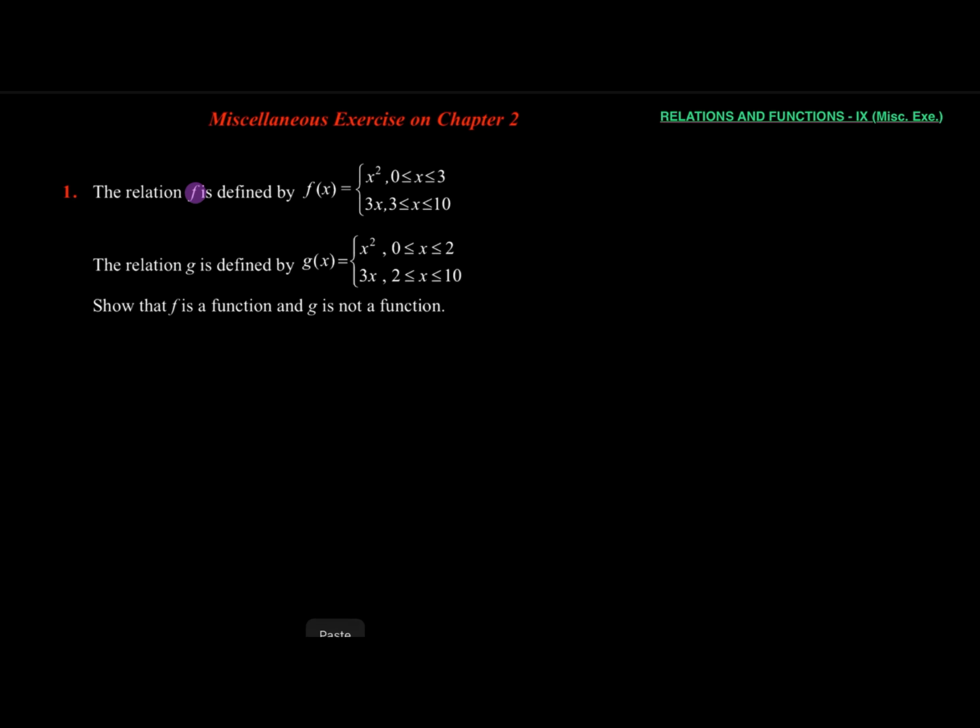So question number 1 is: the relation f is defined by f of x is equal to x square when x is greater than or equal to 0 but less than or equal to 3, and 3x when x is greater than or equal to 3 but less than or equal to 10. And the relation g is defined by g of x is equal to x squared when x is greater than or equal to 0 but less than or equal to 2, 3x when x is greater than or equal to 2 but less than or equal to 10. Show that f is a function and g is not a function. So this is question number 1.